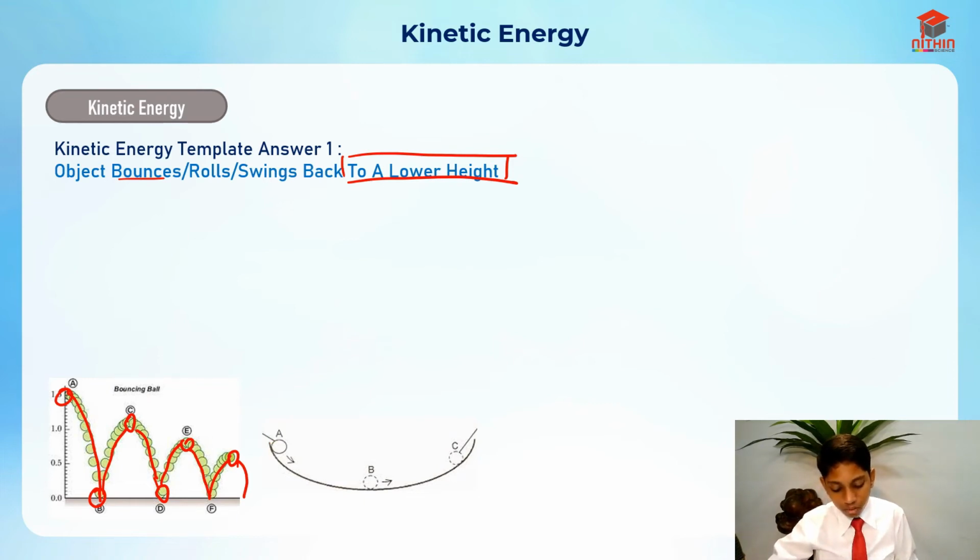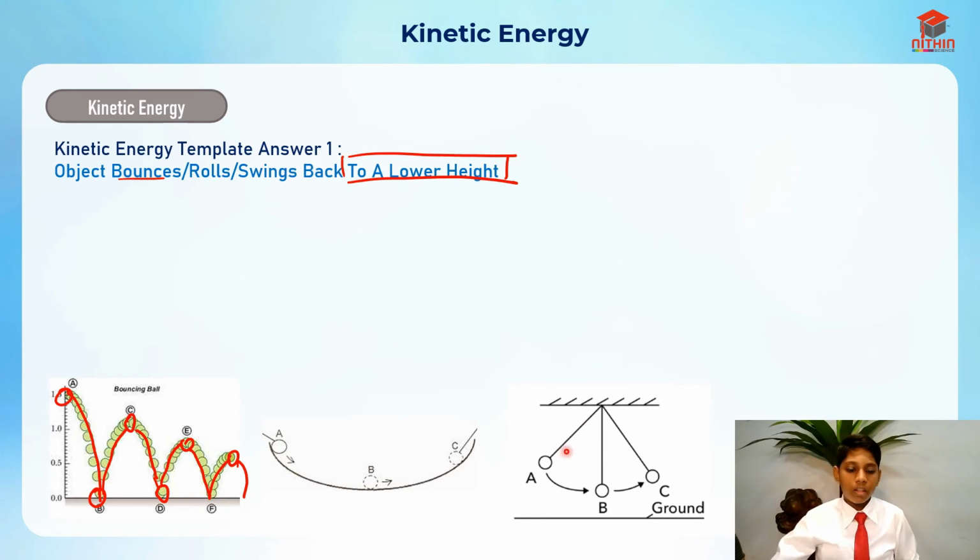Over here, the ball actually rolls, and after it rolls here, when it comes back, it does not reach point A again. It reaches a lower height than point A. So this is when it rolls back to a lower height. Next, swings back to a lower height. This is a pendulum. When the object goes from A to C, then when it swings back, it will be around here. It won't go back to point A. So it swings back to a lower height. These are just some examples.